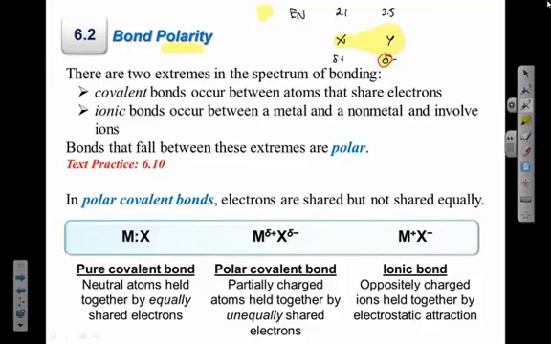So the textbook focuses, unfortunately, on these cutoffs for the electronegativity difference from 0 to 0.5, and then from 0.5 to 2, and then above 2. I would like you to totally forget about that, because those cutoffs are arbitrary, and there are too many exceptions to that for them to be practical.